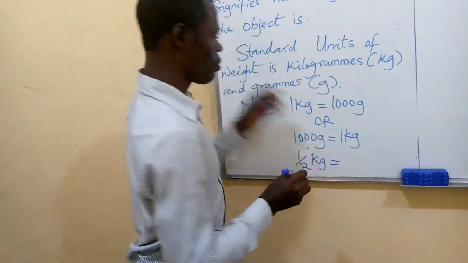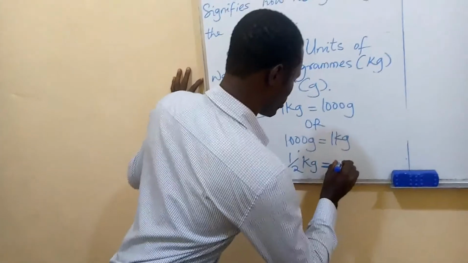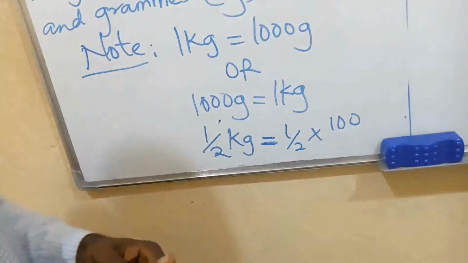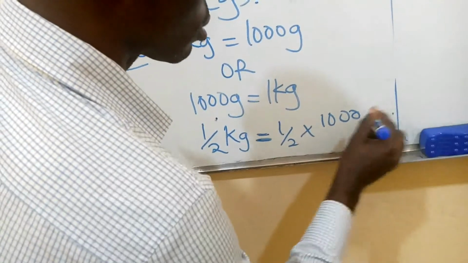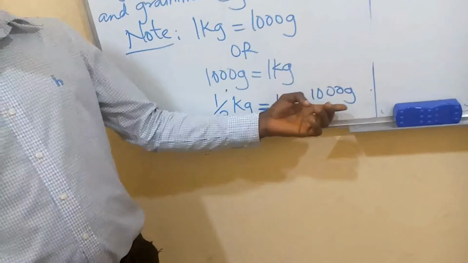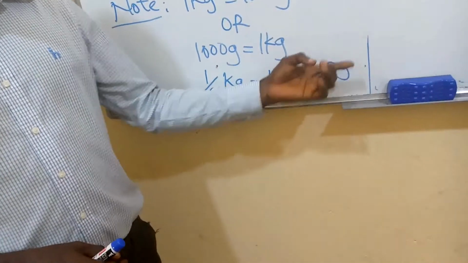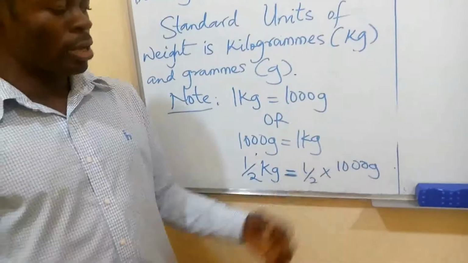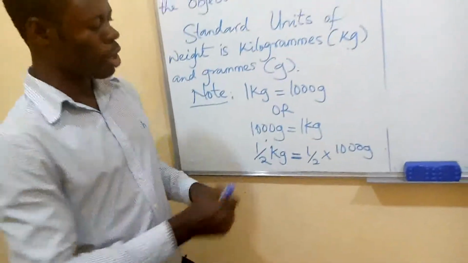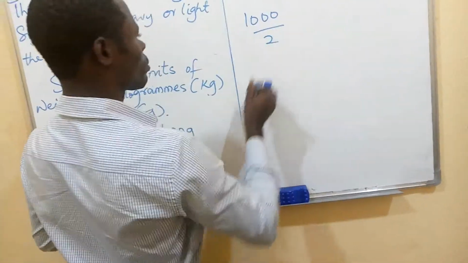So also, a half kilogram will be equal to half of 1,000, that is 1,000 divided by 2. A half kilogram is equal to a half of 1,000 grams. That's why we have half times 1,000 grams. So this means 1,000 grams divided by 2.